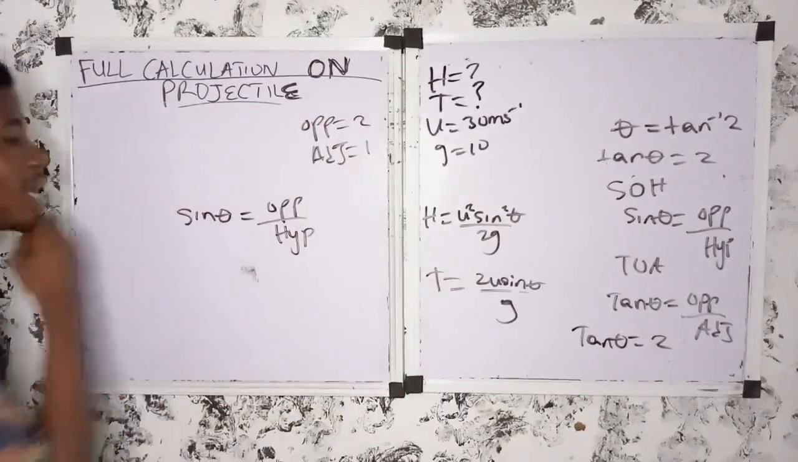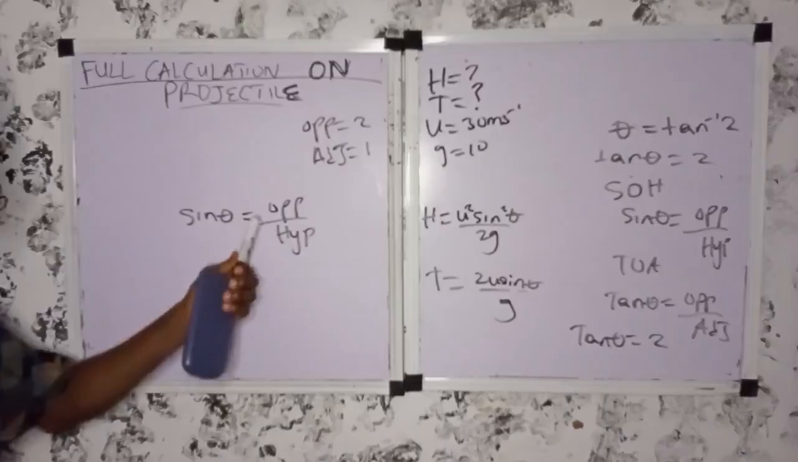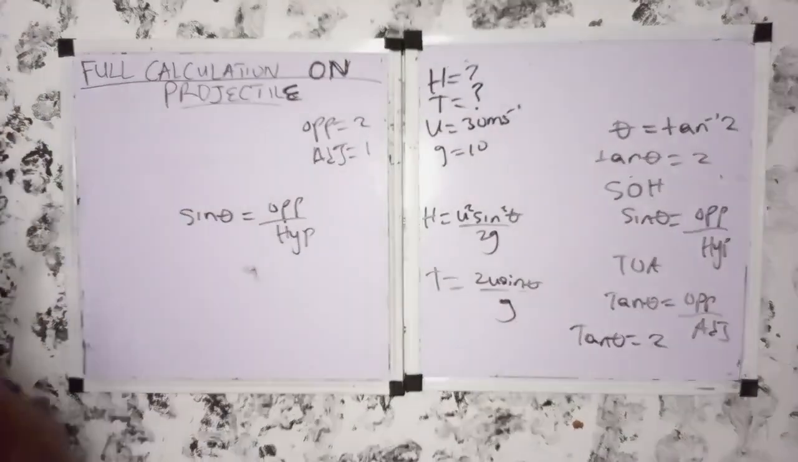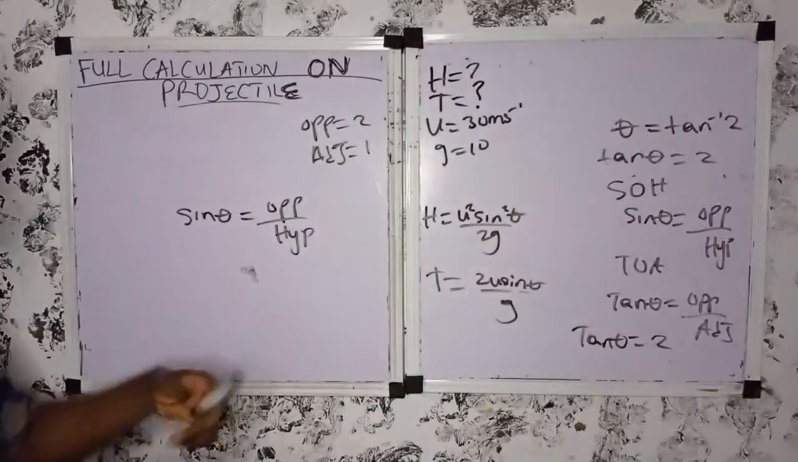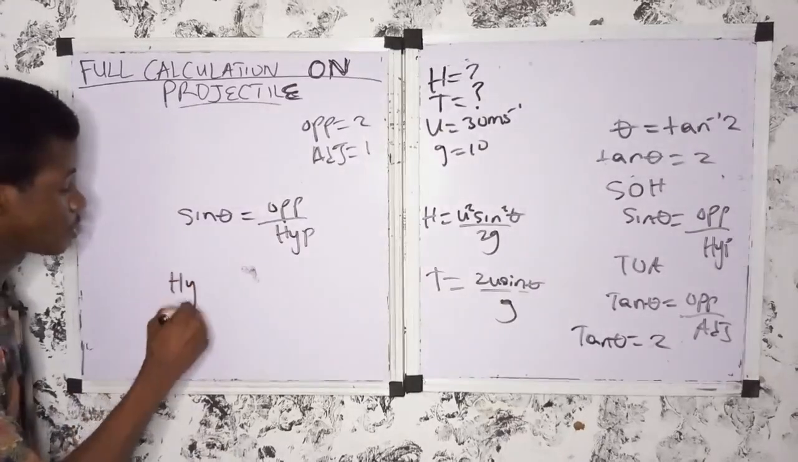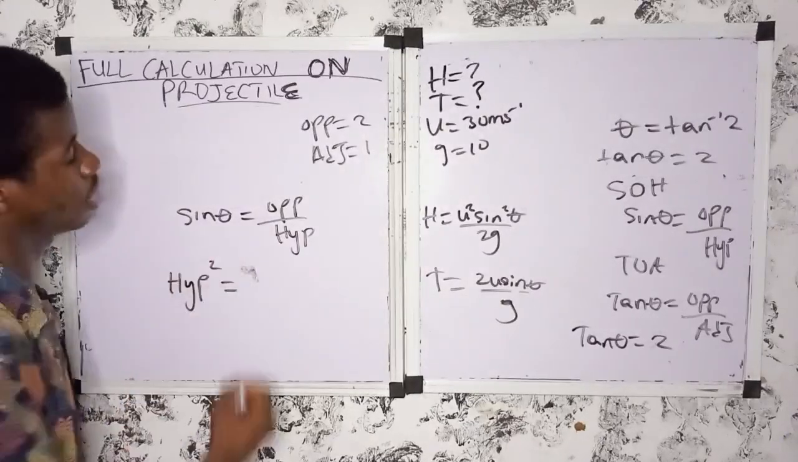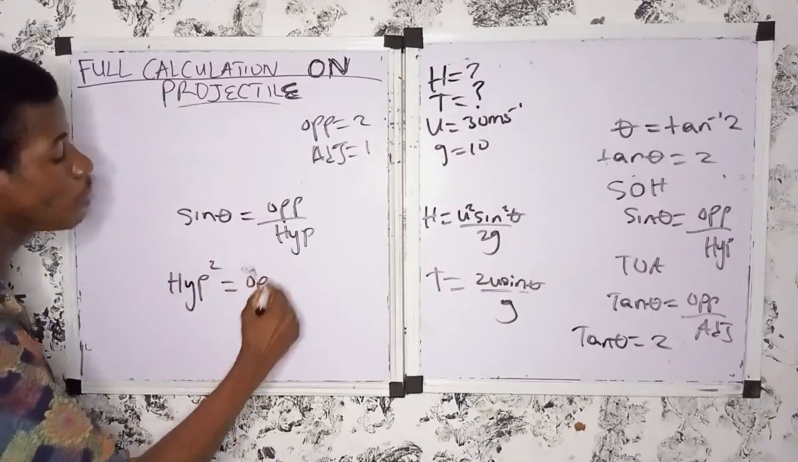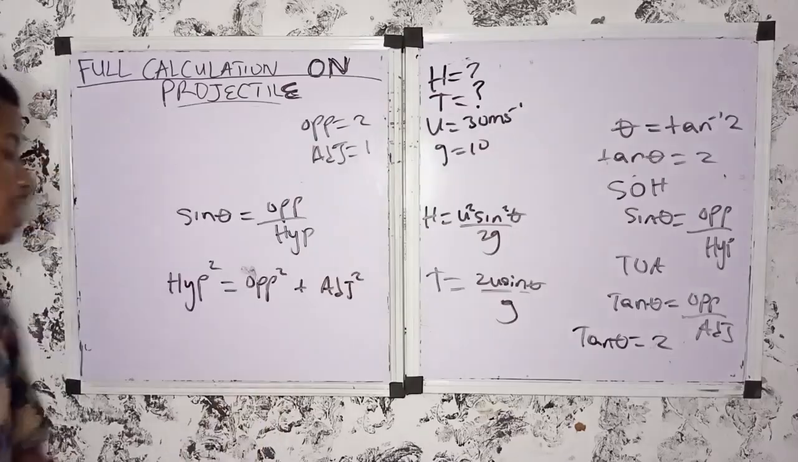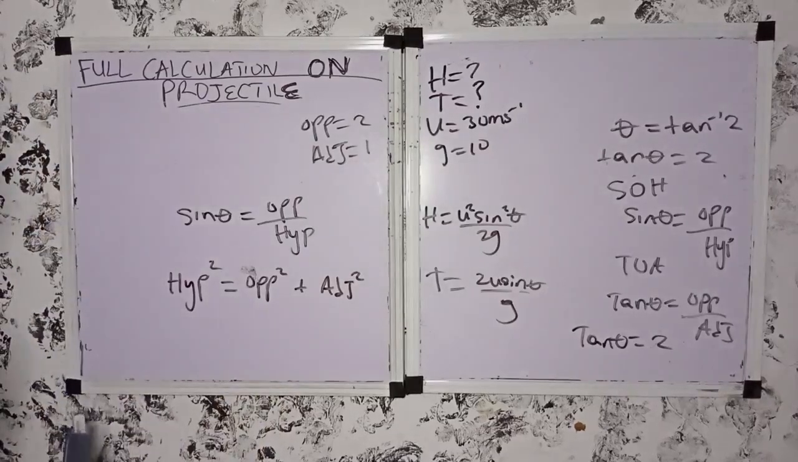Now let's move back to this part. Sin theta is equal to opposite over hypotenuse, right? Yes. Now, according to Pythagoras' theorem, this question is kind of long, but let me just continue. Pythagoras' theorem says hypotenuse squared is equal to opposite squared plus adjacent squared, right?